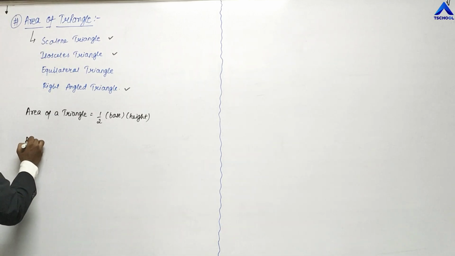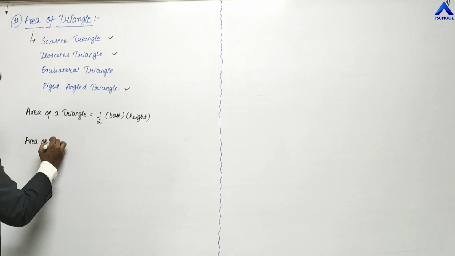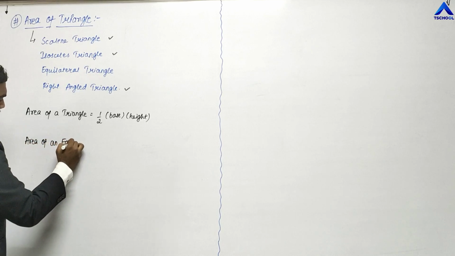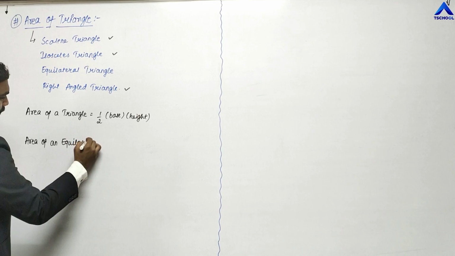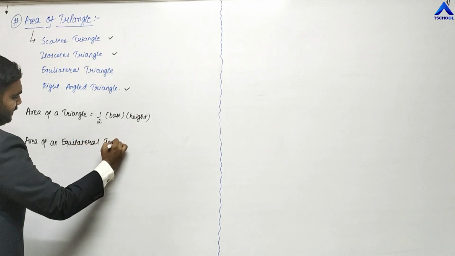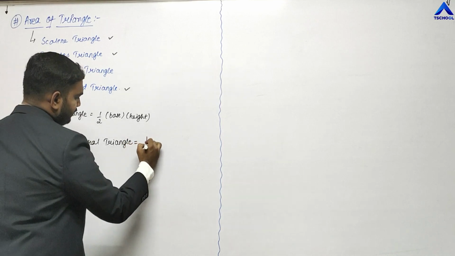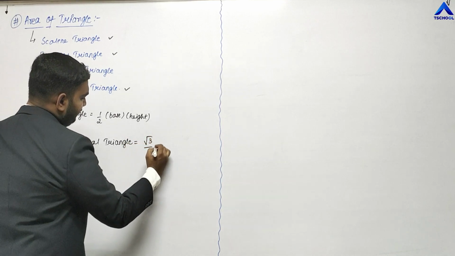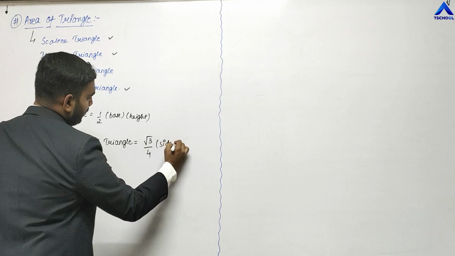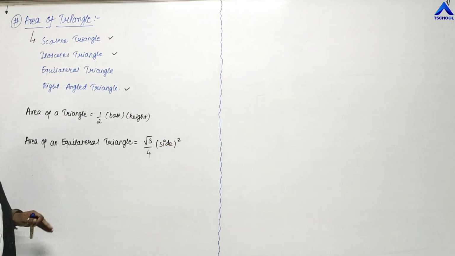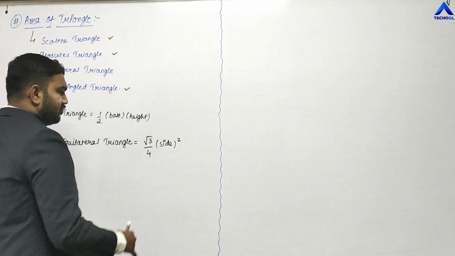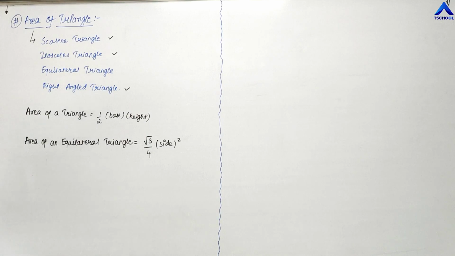Also we know directly that the area of an equilateral triangle is given by root 3 by 4 into side square. Right, as an equilateral triangle has all the 3 sides equal or same, this can be written as root 3 by 4 side square. So that is the area of an equilateral triangle.